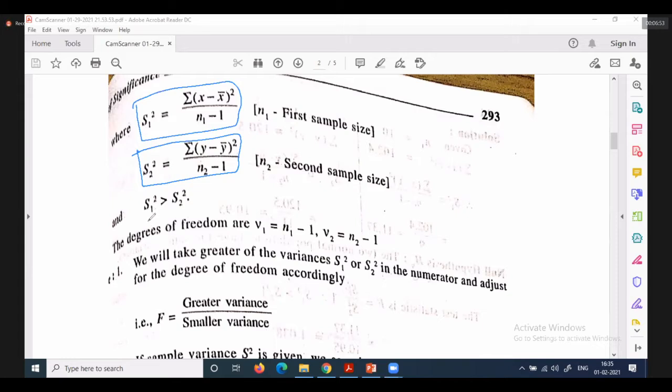If S1 square is greater than S2 square, then the degrees of freedom notation: nu 1 is equal to n1 minus 1, and nu 2 is equal to n2 minus 1. This is the general notation of the F calculated formula. F calculated is greater variance by smaller variance. Already explained that part. Now we'll move to problems.